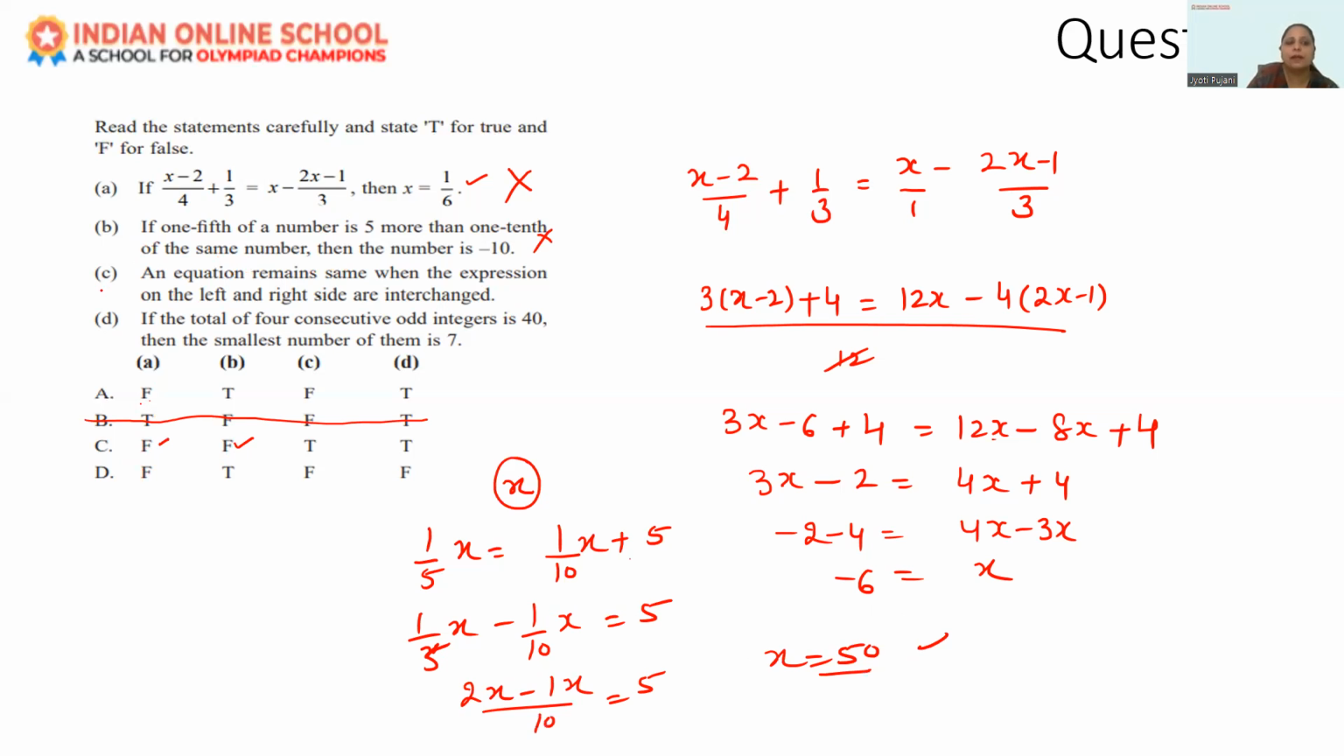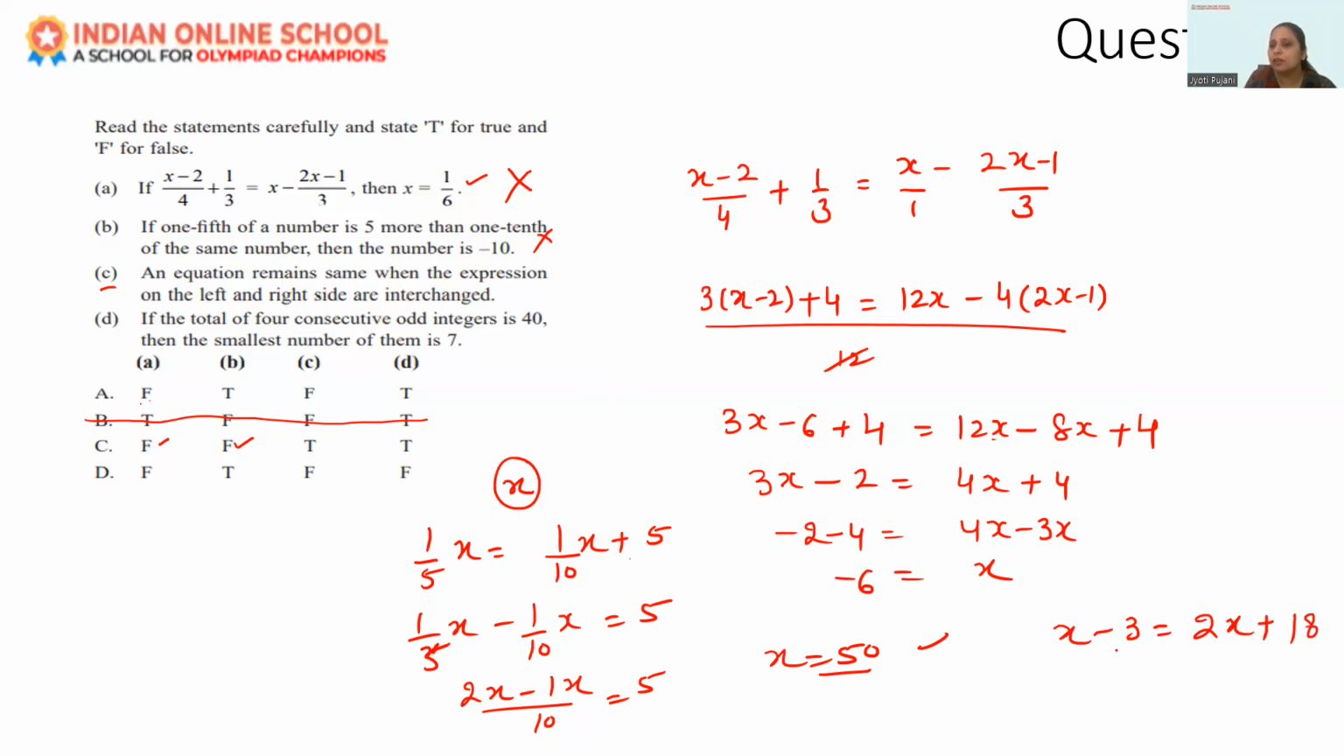So let's move to the third part now. An equation remains the same when the expression on the left hand side and right hand side are interchanged. Yes. Let's suppose x minus 3 is equal to 2x plus 4. Let's suppose I have 2x plus 18.